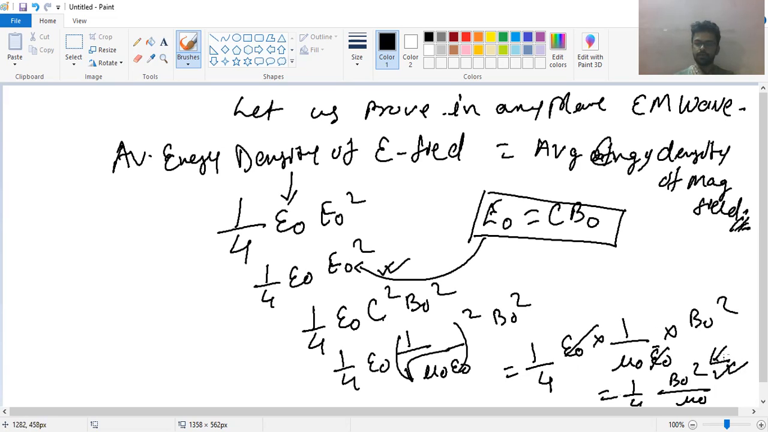Here we have got the average energy density of the magnetic field. From where had we proceeded? The average energy density of the electric field. So we have proved that the average energy density of the electric field is equal to the average energy density of the magnetic field. Happy? Sorry, for the magnetic field mu naught will be there, and it's right. These two are equal. How? This is the proof.